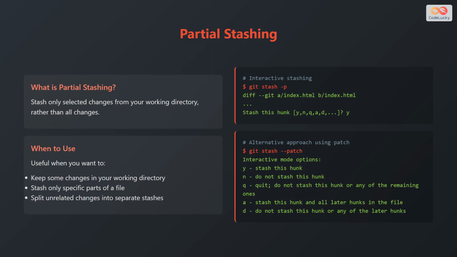To do this, use git stash -p or git stash --patch. This opens an interactive mode, allowing you to select which hunks or changes to stash. You can choose to stash each hunk, skip it, quit the process, or stash all remaining hunks.